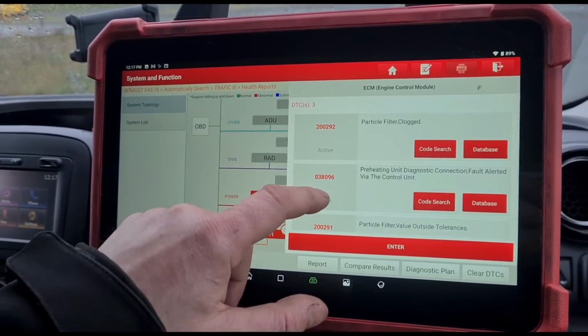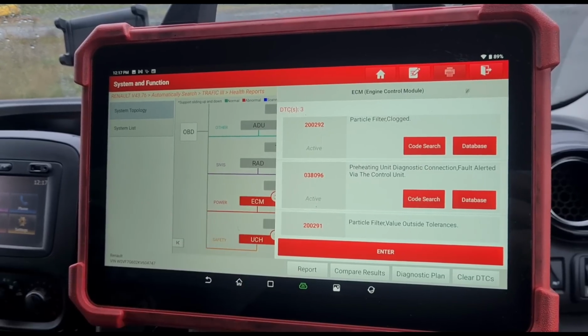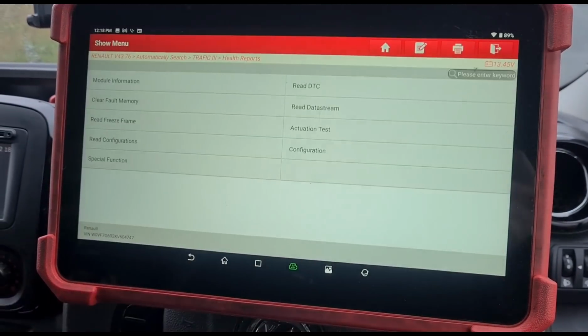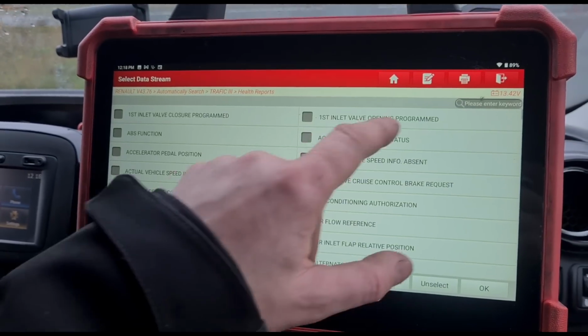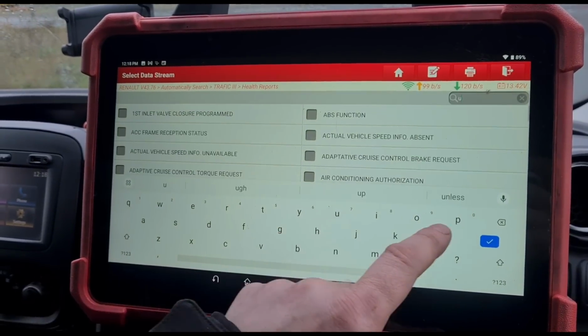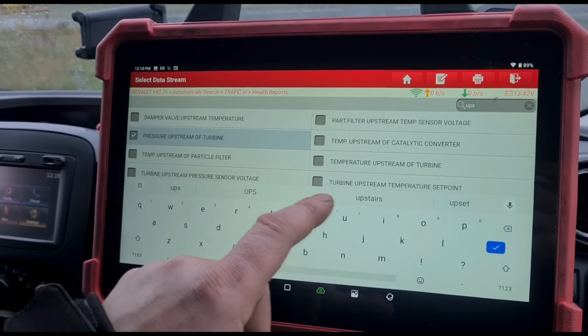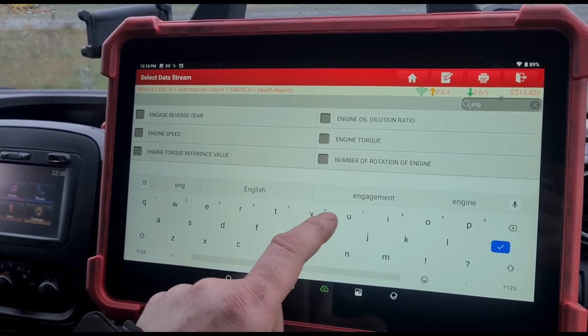Probably had a battery removed or flat. Particle filter outside tolerances. So these are the different codes that we get as a Renault. So if we enter that, go to data stream, everything is just a little bit easier to find here. We can find upstream pressure, up to turbine, engine speed.